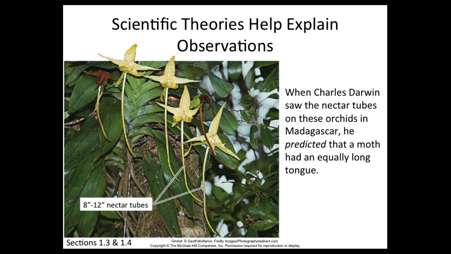There was a famous naturalist named Charles Darwin, who is credited as being the father of evolution, as really figuring out in the best way that he could how evolution works. And when he was traveling around the world, he noticed these orchid flowers with these really long nectar tubes. Most flowers don't have really long tubes like this, with a little bit of sweet nectar in the tip of the tube. So he predicted that there must be a moth that has a long tongue that allows it to drink the nectar and in turn pollinate the orchid flower.